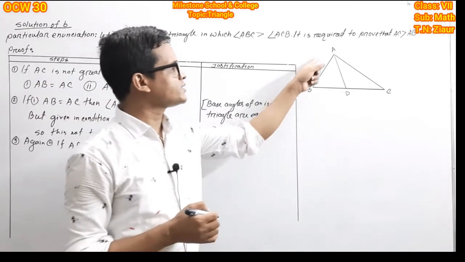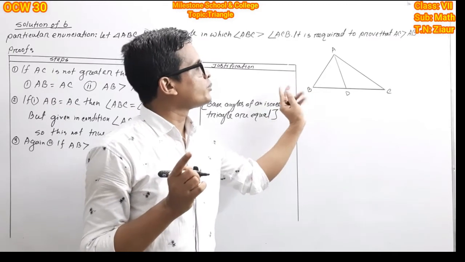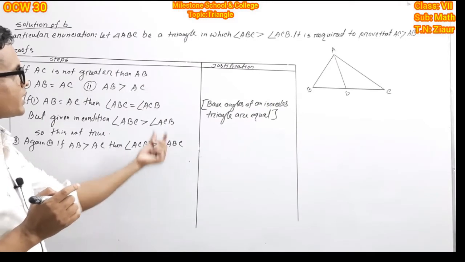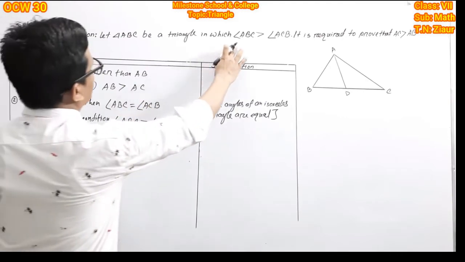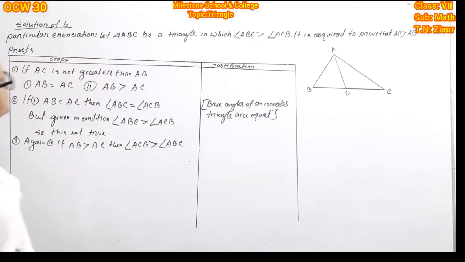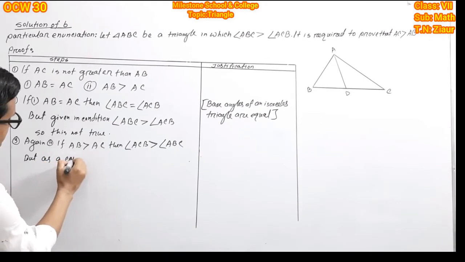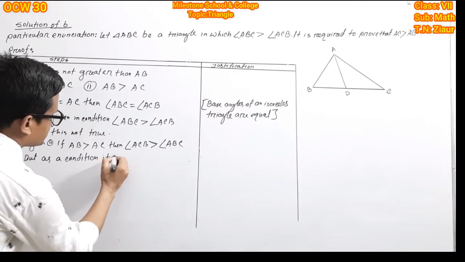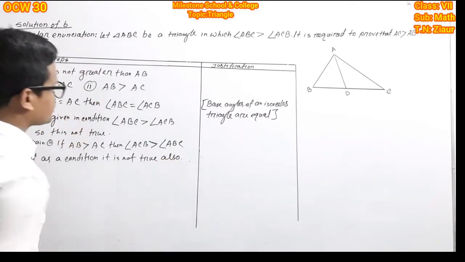So when this side is greater, the opposite angle will be greater. That one I have written. But in the given condition, is it true? In the given condition here, angle ABC is greater than angle ACB, right? So as per the given condition, it is not true also, right? It is not true also.